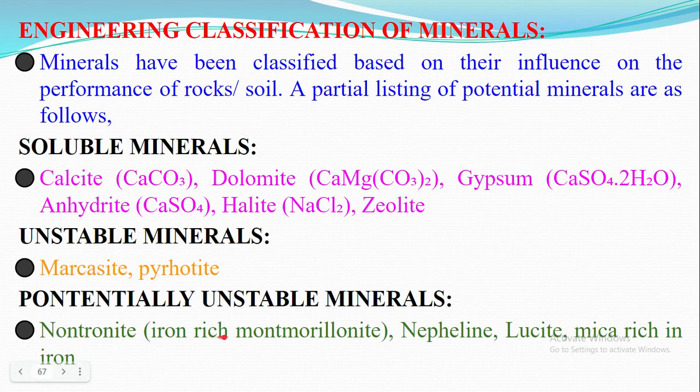Nontronite, iron-rich montmorillonite. So you know iron montmorillonite. It is potentially unstable because it can retain or hold water and it will swell. So in a road cut or a tunnel cut, it causes havoc. And these are some of the minerals. Mica is also an unstable mineral.